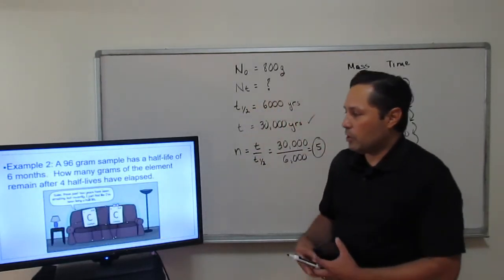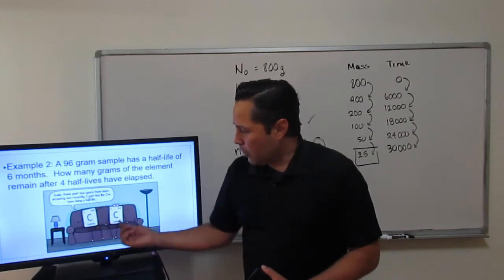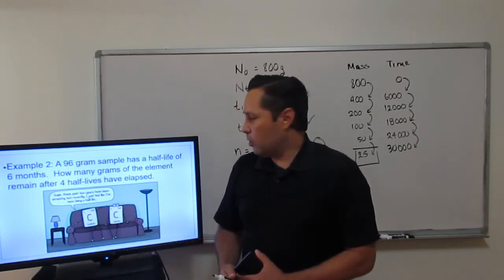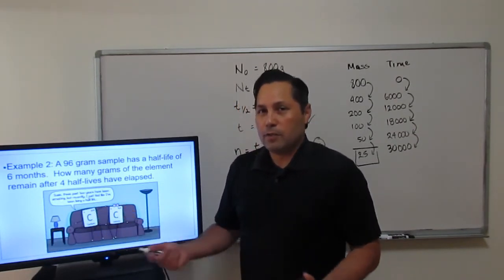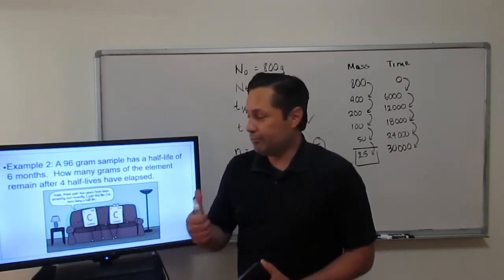In example 2, we start with a cartoon. We have a carbon atom and another carbon atom, and they're sitting there watching TV. What do you call this? That's called carbon dating.